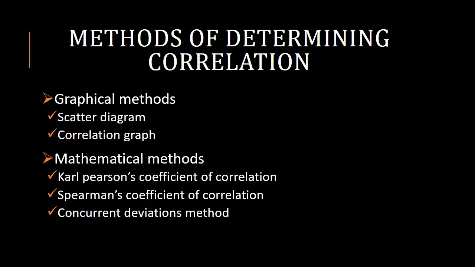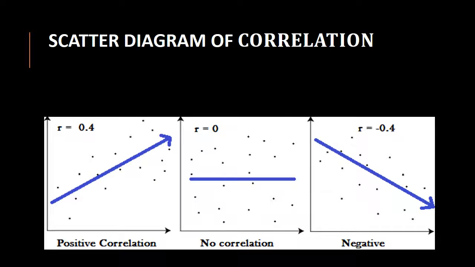Methods of determining correlation are the graphical method and the mathematical method. The graphical method involves the scatter diagram and correlation graph. The mathematical method involves Karl Pearson's coefficient of correlation, Spearman's rank coefficient of correlation, and the concurrent deviation method. Scatter diagram is the simplest method of estimating the degree and direction of correlation between two variables.